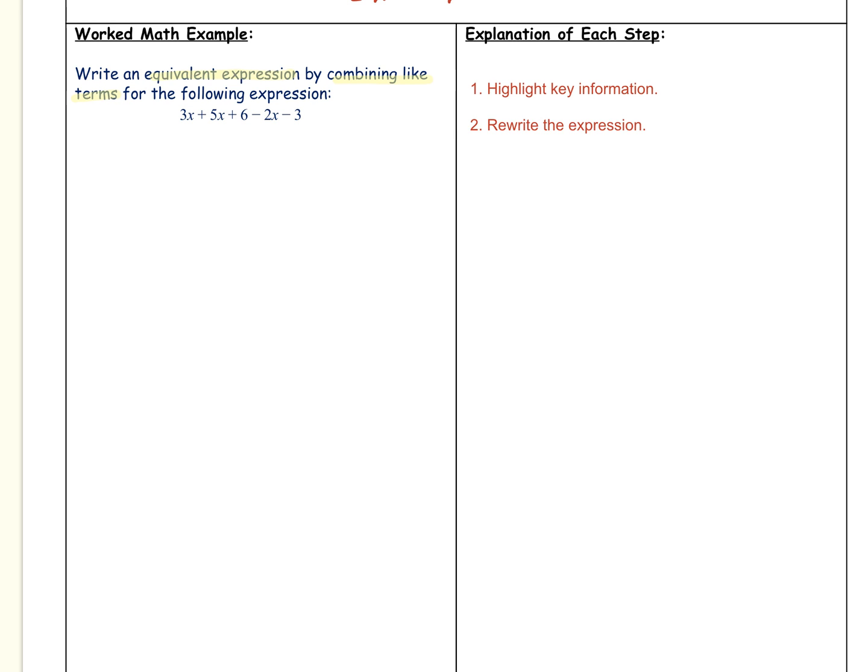Now I'm going to rewrite the expression. So I get 3x plus 5x plus 6 minus 2x minus 3. My next step will be to do two strokes for all my minus signs. Where it says minus 2x, I'm going to do two strokes, 1, 2, and then for negative 3, two strokes, 1, 2. Now you could read this as 3x plus 5x plus 6 plus negative 2x plus negative 3.